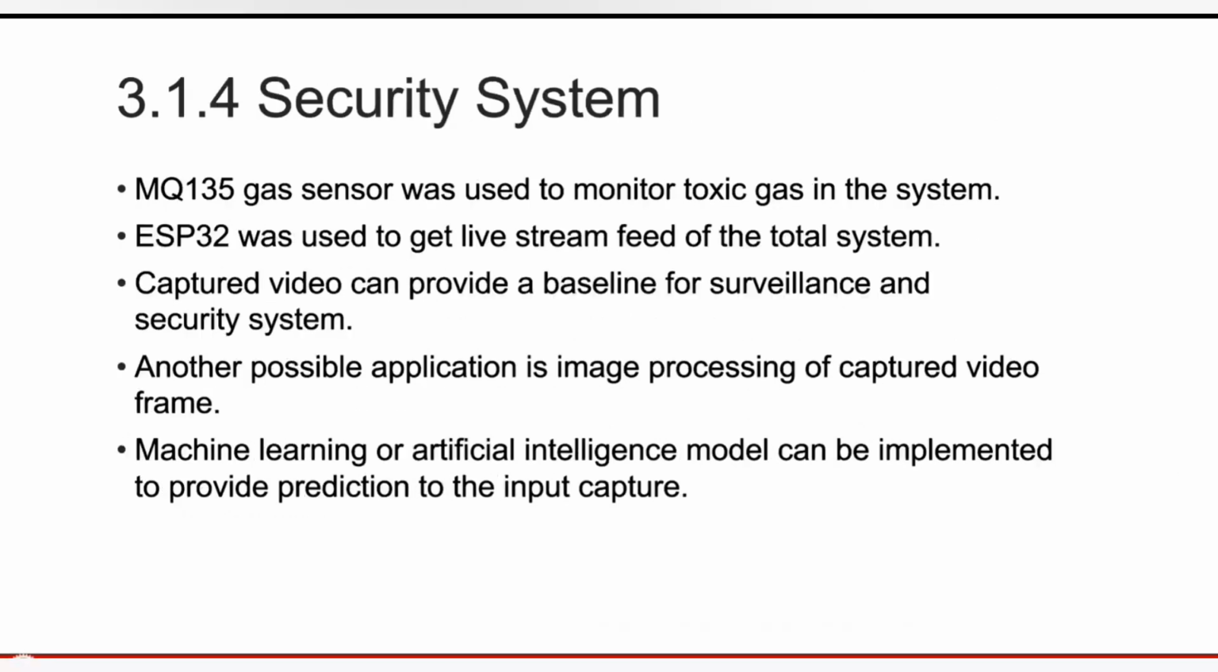For the fourth segment of our project, we have implemented a security surveillance system. An ESP32 CAM module was used to implement a low-budget surveillance system for the farmer. This can be a great help for them to install the security without costing much. Also, the captured video frame can be used for image processing application. An additional gas sensor MQ135 was added to sense the presence and percentage of the toxic gas in the system.